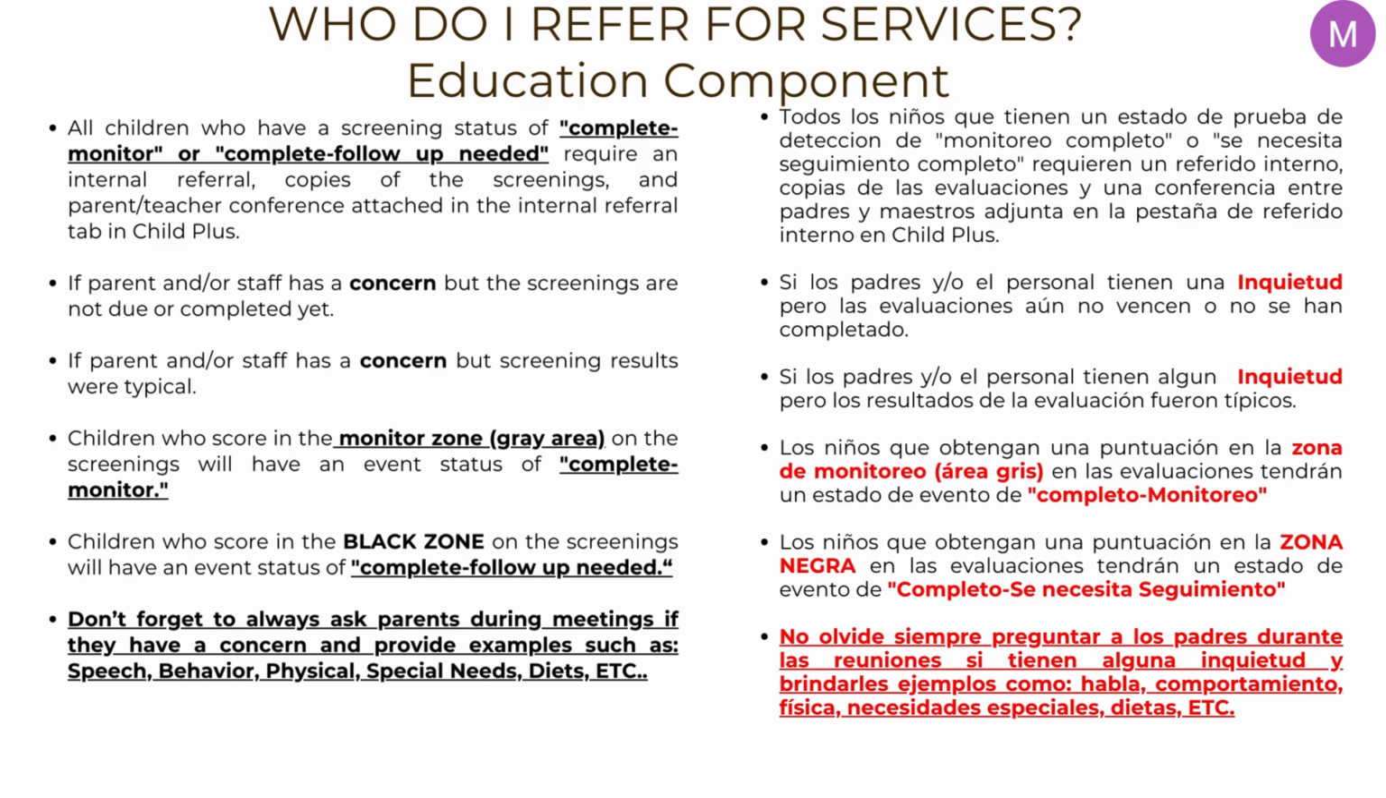4. Children who score in the monitor zone gray area on the screenings will have an event status of complete monitor. 5. Children who score in the black zone on the screenings will have an event status of complete follow-up needed. And last, number 6, don't forget to always ask parents during meetings if they have a concern and provide examples such as speech concern, behavior, physical, special needs, diets, etc.